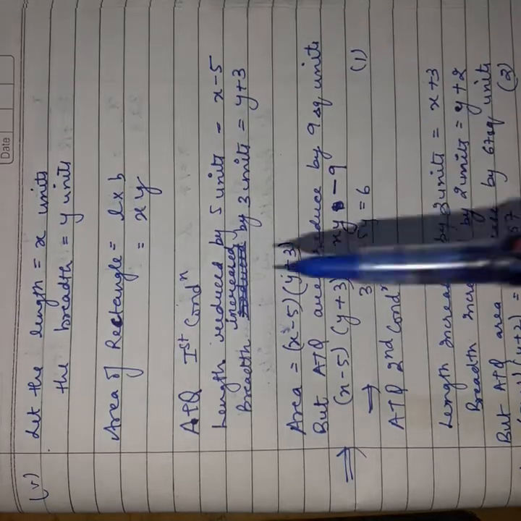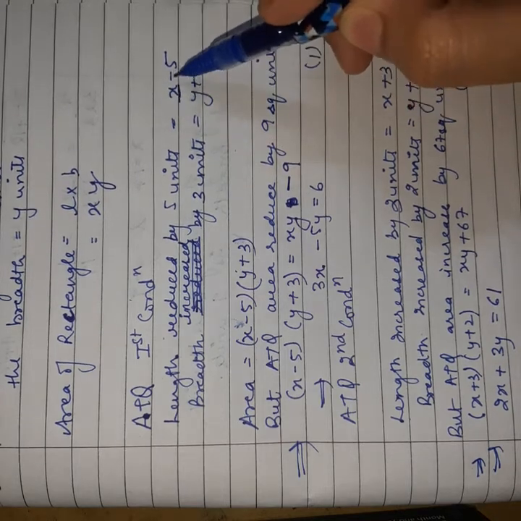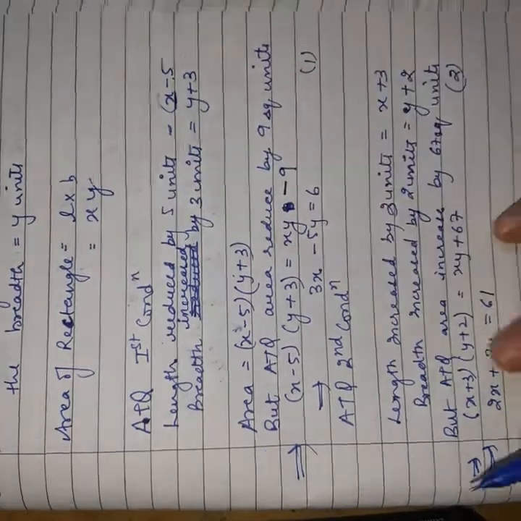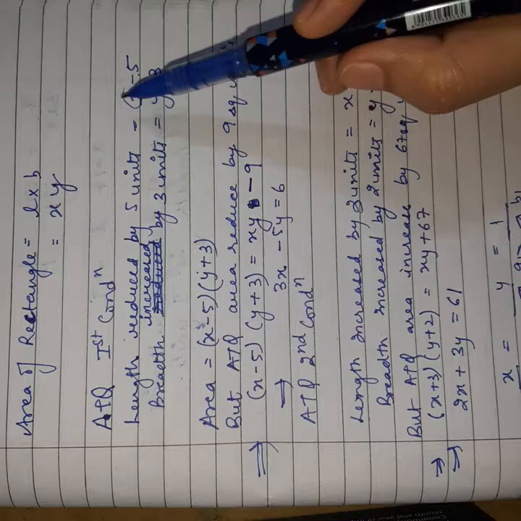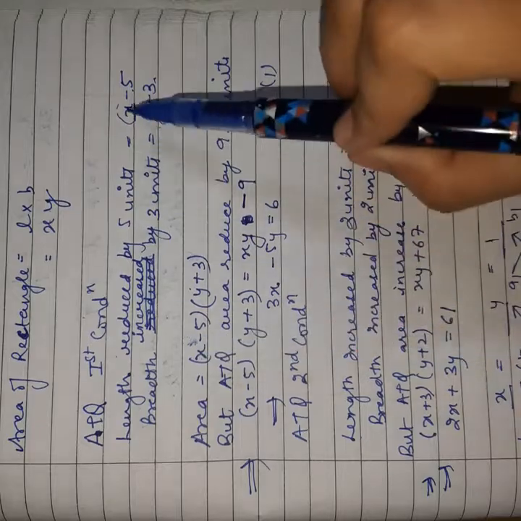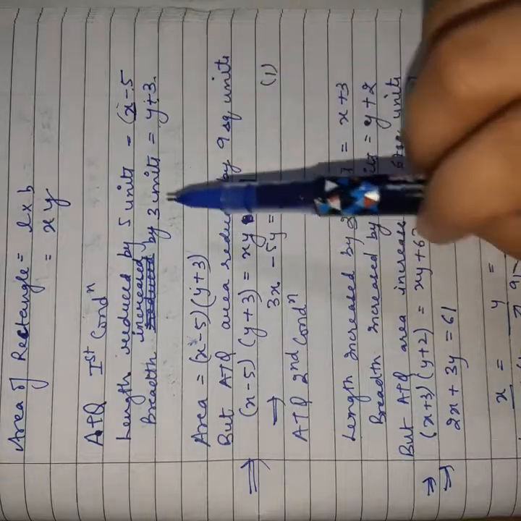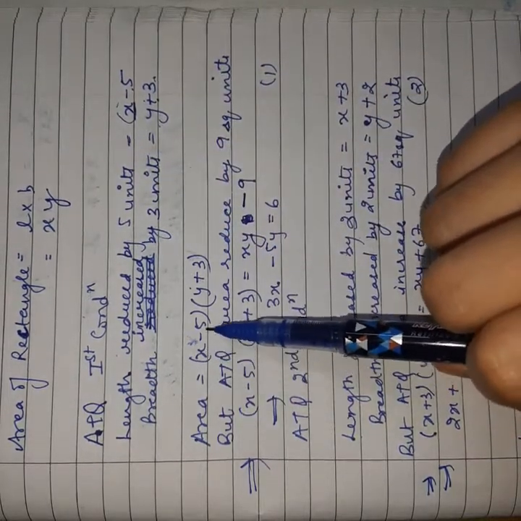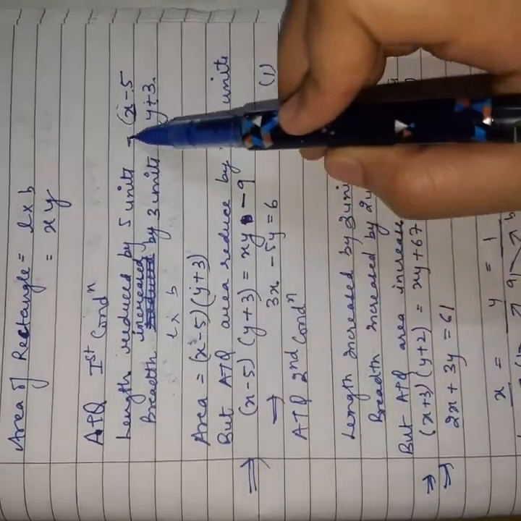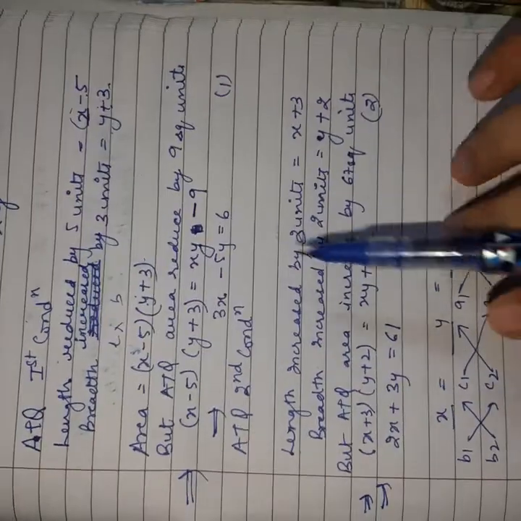According to the first condition, the length is reduced by 5 units. So whatever your length was, it is reduced by 5 units. Okay. So this minus 5 would represent reducing 5 units. Similarly, the breadth is increased by 3 units. So whatever it was previously, 3 more units are added to it. So the area for this reduced and increased length and breadth becomes x minus 5 into y plus 3. x minus 5 is our new L and y plus 3 is our new B.